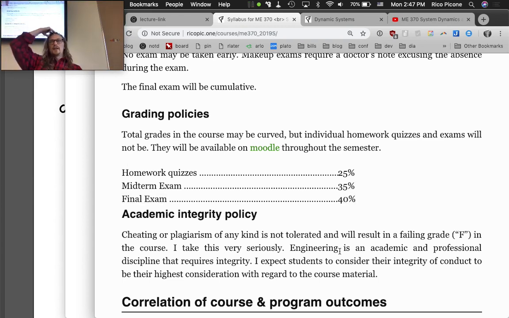Quizzes are 25%. So cheating on them doesn't really make a lot of sense, because if you cheat on them and then you fail the exams, you're still going to fail the class. So midterm is 35, final is 40. Obviously, this class is exam heavy in terms of your grade, and really just down to 2 exams.